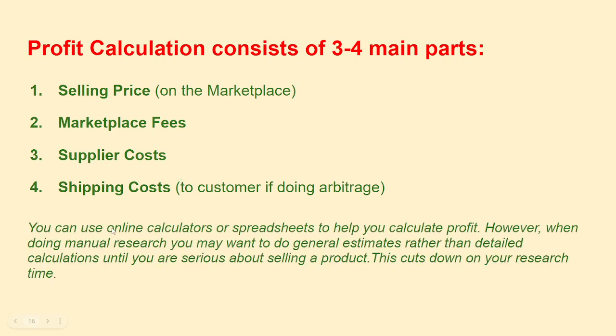So I do want to mention, again, you can use tools to help with these processes. For instance, you can use online calculators and spreadsheets to help you with the profit. But when you're doing manual research, a lot of times you don't necessarily need a detailed calculation in that moment until you're actually serious about selling the product, meaning you've decided to sell it. In other words, you might want to do just a general estimate of the profit based on the numbers that you see in front of you, and I will show you what I mean by that in the next video when I do the actual demonstration of this process of product sourcing.